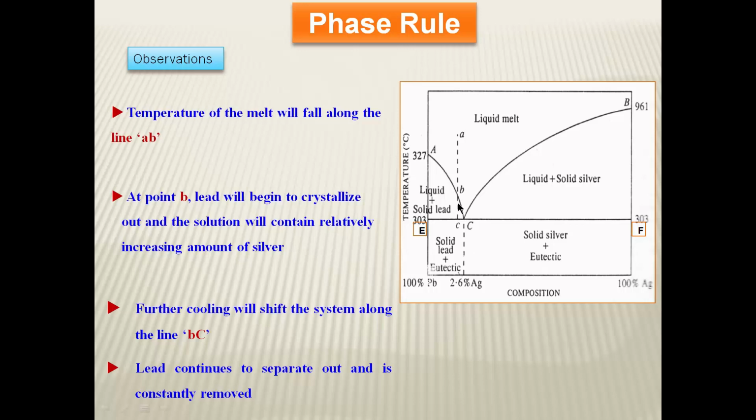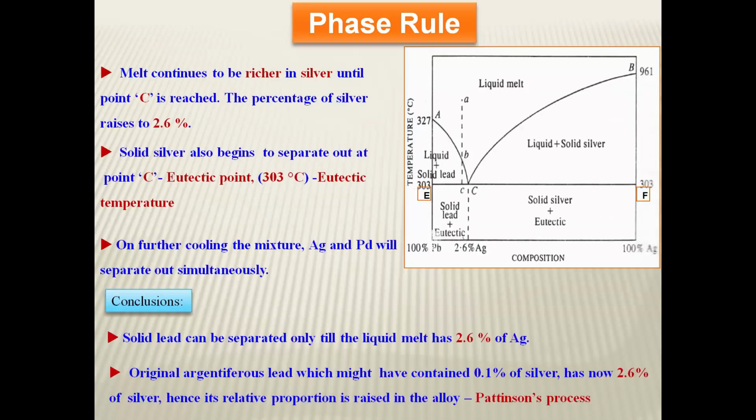As more and more lead is being separated out and the composition of the liquid melt is changing, the curve is shifting more towards the percentage of silver. That is, the percentage of silver is increasing. Lead is continuously separating out and is removed. What do I mean? That the liquid melt is getting richer in silver until point C is reached. When the solid lead is being separated out and further cooling is taking place, since the composition of the liquid melt is changing, it is getting richer in silver.